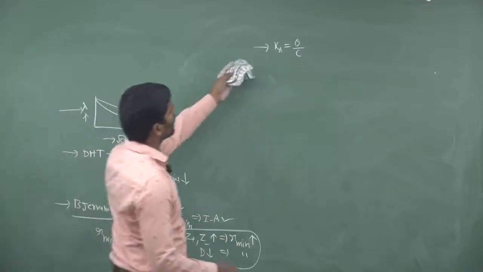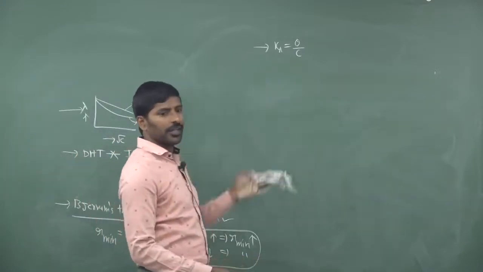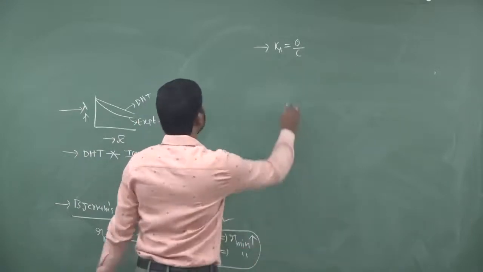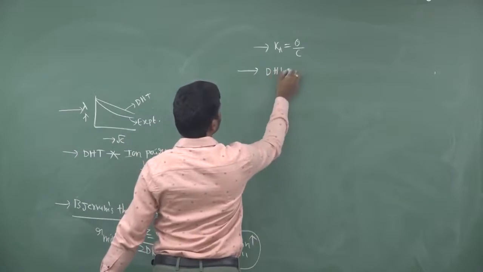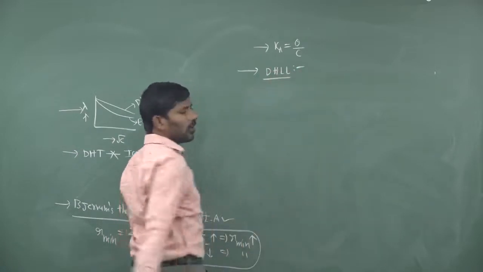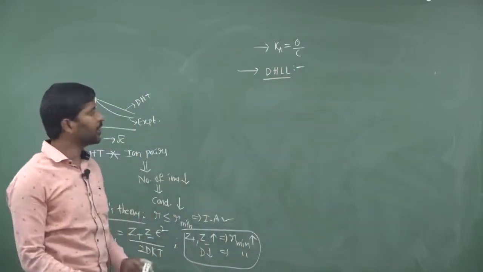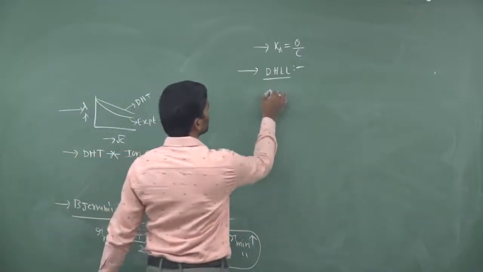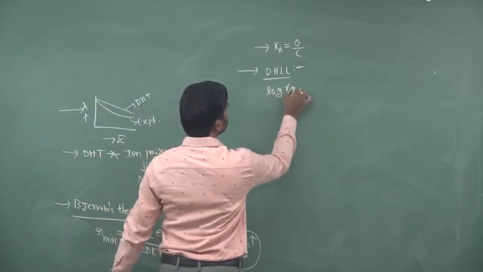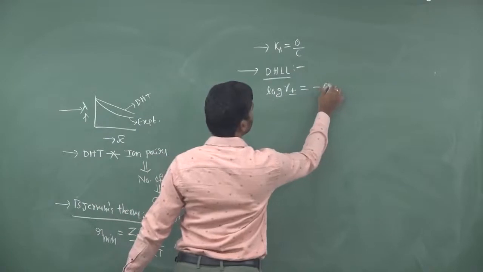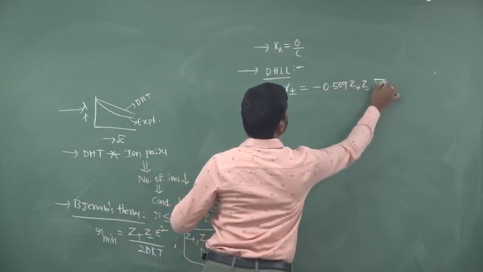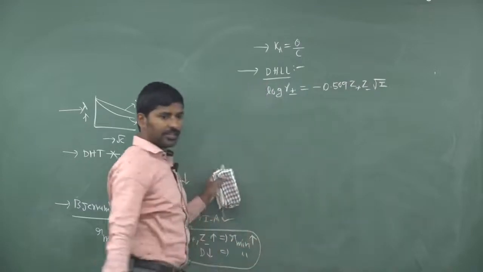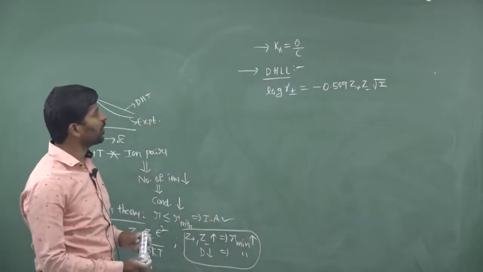Next, this is the expression for ion association constant under dilute conditions. Next one, we have to remember the Debye-Hückel limiting law. This is important for all competitive exams. Debye-Hückel limiting law gives the relation between what? Mean ionic activity coefficient and ionic strength.